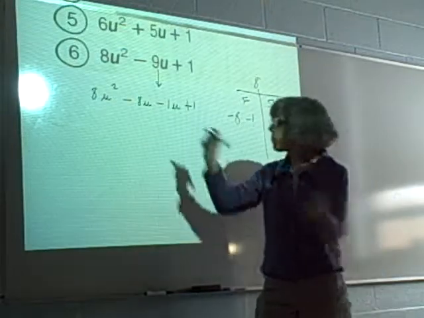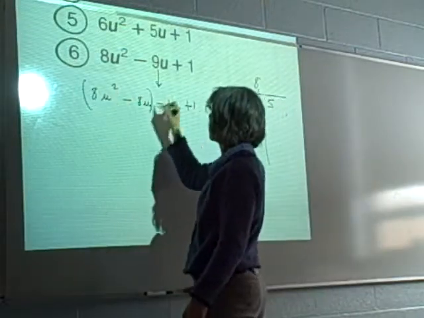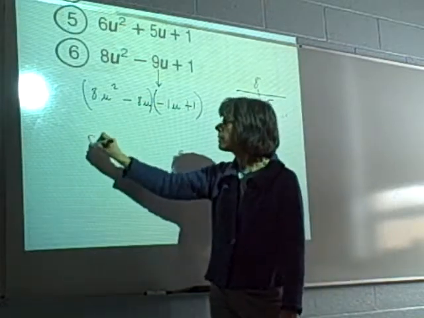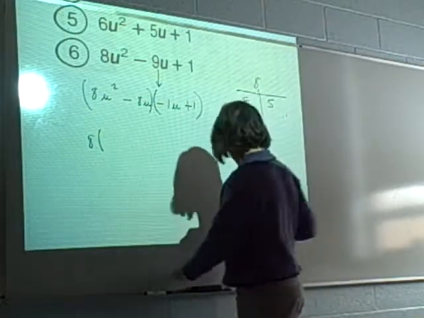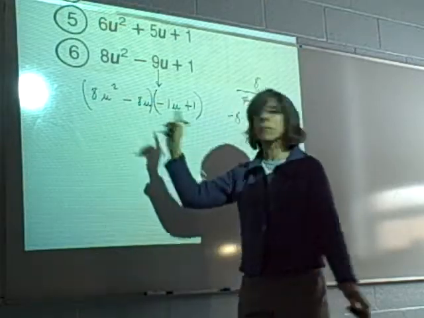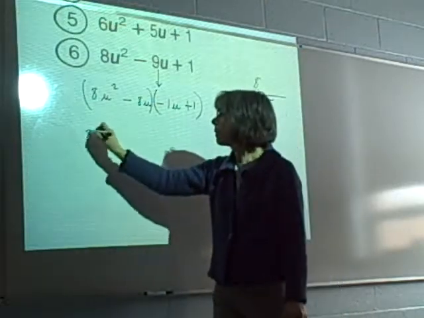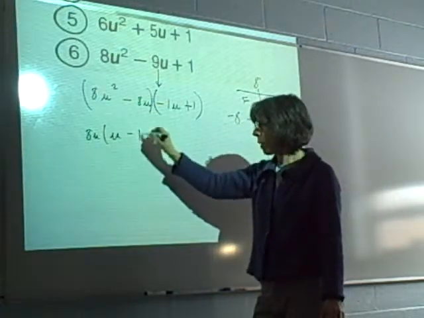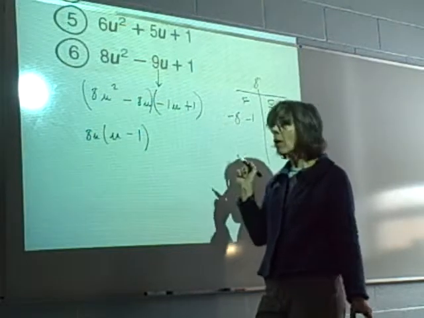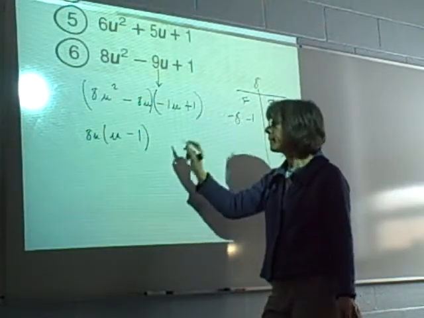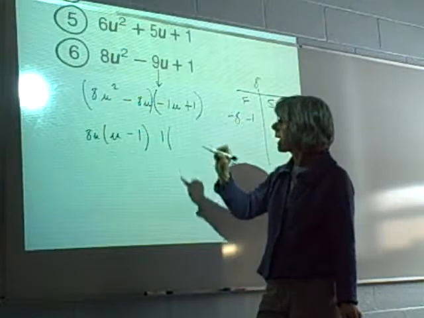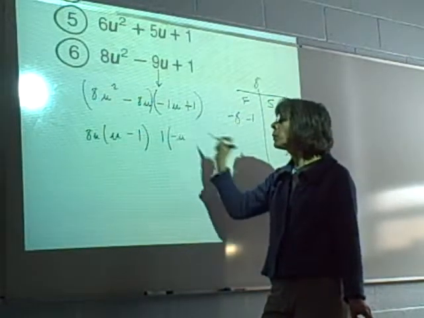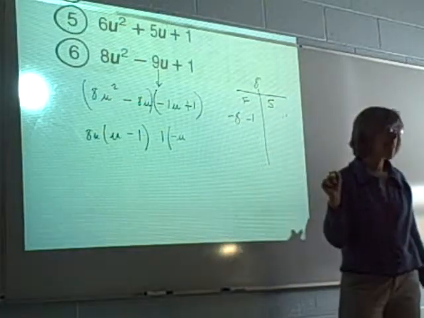I'm going to put parentheses in, and then I'm going to factor. What do they have in common? 8u. So I'm going to have u minus 1. What do they have in common? 1. Okay. And how do I end up with this? Negative u. Now, are they going to be the same?